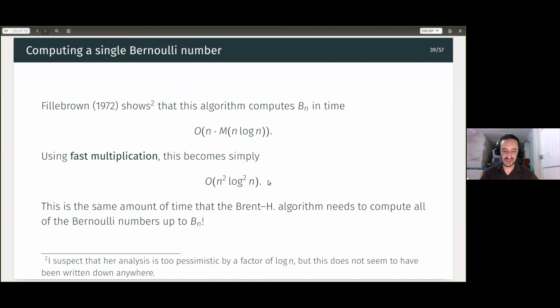Now the problem is that this running time bound is essentially the same as the algorithm that Richard Brent and I discovered for computing all the Bernoulli numbers up to n. So you haven't saved anything. In fact, I'm not even sure that you save a log factor. You may save a log factor. That's a long story, but in any case, it's very close.